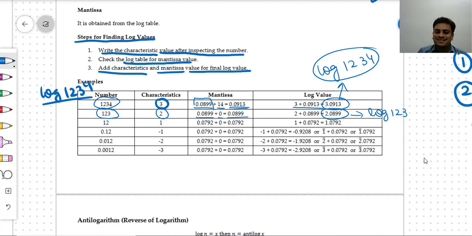Clear? Now my next example is 12. Only I am taking 12. So how many digits do we have? 2 digits before the decimal, or you can say to the left of the decimal. So my characteristic will be 1, because in the cases where we have only 2 digits, my characteristic will be 1 only.